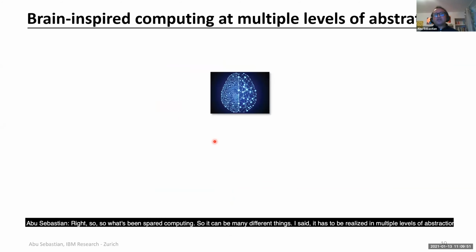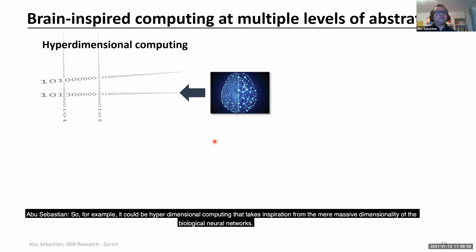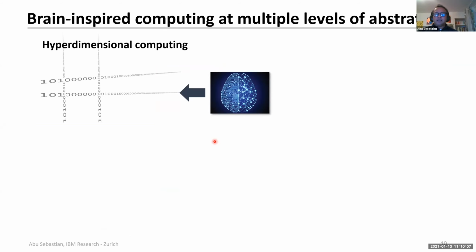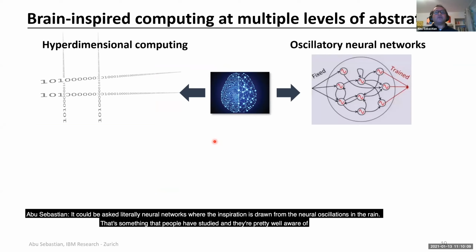Right. So what is brain-inspired computing? It could be many different things. As I said, it has to be realized at multiple levels of abstraction. So for example, it could be hyperdimensional computing that takes inspiration from the massive dimensionality of biological neural networks. It could be oscillatory neural networks where the inspiration is drawn from the neural oscillations in the brain. That's something that people have studied and are pretty well aware of.